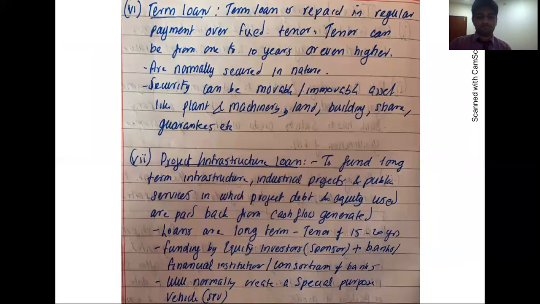Term loan. Term loan is a long-term loan. So we have to pay them on a fixed term. There will be a repayment schedule. The repayment schedule will clearly tell on what all days we need to repay the loan. It can be, say, from 1 year to 10 years or even higher. It can be even 20 years. If it is a project loan, a very long period loan can also be given.